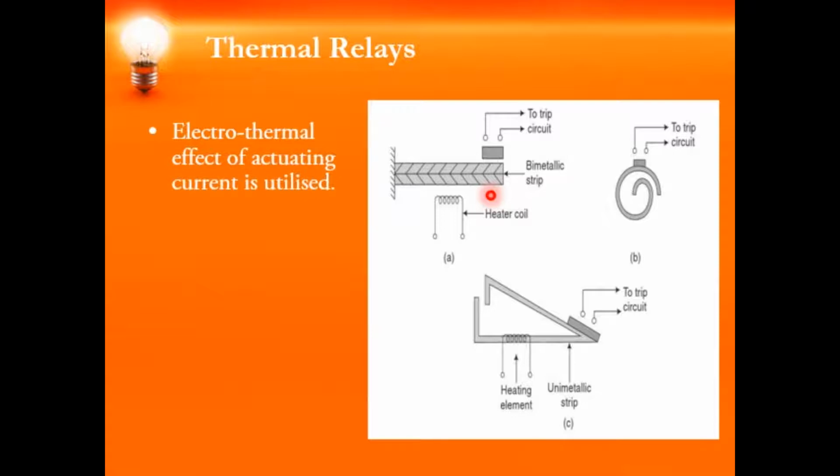When the strip is in the spiral form, it results in the closure of the contacts. So this is the spiral form of the strip. Whereas we have one more, which is the unimetallic strip. You can see here, this is a unimetallic strip, which is also a thermal element which has a hairpin-like shape. When the strip gets heated, it expands and closes the contacts.